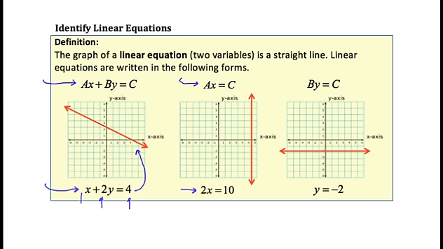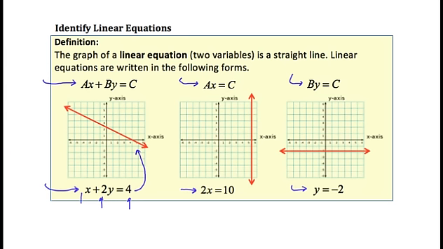And the other version of that is if our a value drops out, and we're left with a b value, some number times y is equal to some number c. In that case, I've given an example here: y equals 2. Here we get a perfectly horizontal line, and again, no angle.